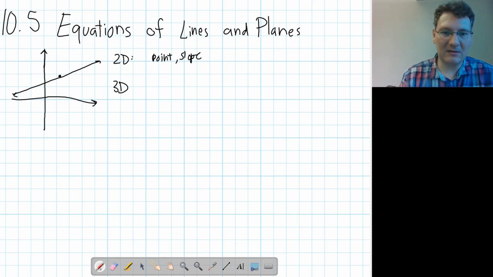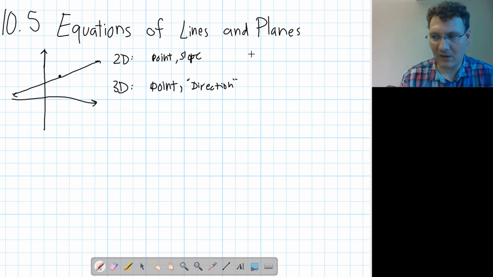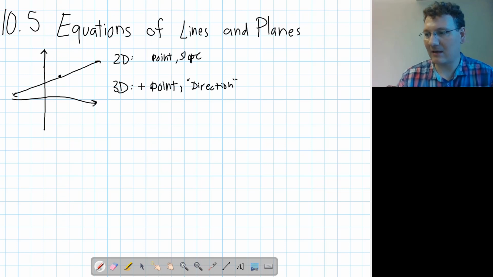In 3D space, we'll similarly need a point, but really what we need with the point is a direction. And when I say direction, I really mean a direction in 3D. The nice thing is we already have a mathematical object that describes direction in 3D space, and that is the vector. So really we're going to have a point and a vector, which are going to be the two determining pieces that will give us a line.